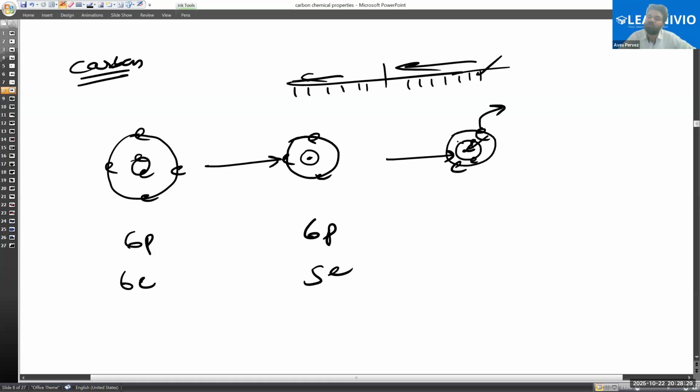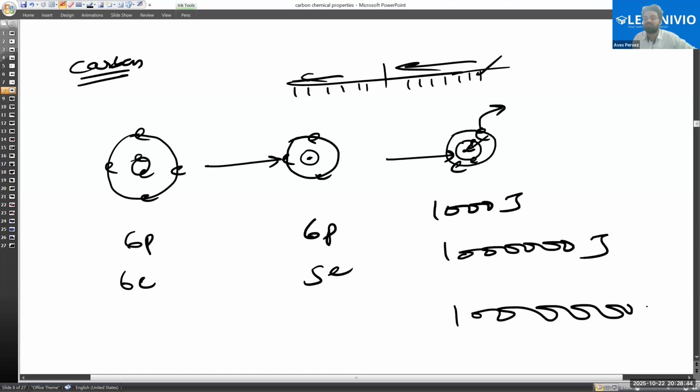And now exponentially more and more energy is needed. For example, if you remove one electron, you get 1000 joules of energy. Now, if you remove the next electron from the same outermost shell of the same atom, it may be 1 lakh joules. Not the same. It may be 1 crore joules for the next. So it is very hard to remove all 4 electrons because exponentially more and more energy is required.